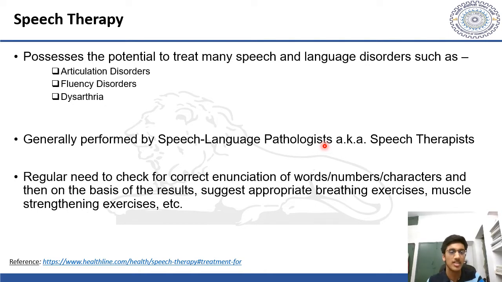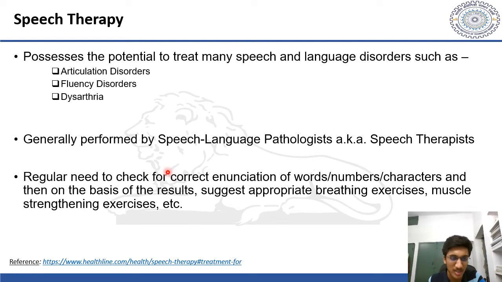Now, speech therapists first of all go about manually examining and assessing a person suffering from a speech or a language disorder. Then they would be checking for the person's enunciation of words or numbers or characters and finding out as to whether that is correct or not. And wherever there is any given possible error in the enunciation, they would possibly suggest appropriate breathing exercises, muscle strengthening exercises in order to improve the speech of the person.